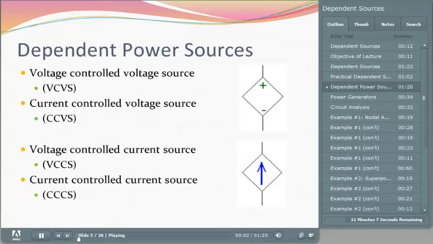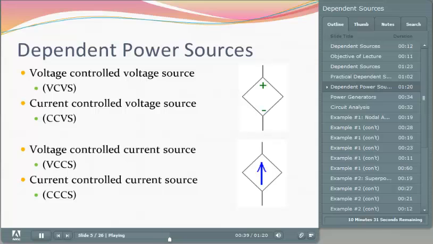There are 4 different types of dependent sources: voltage-controlled voltage sources and current-controlled voltage sources, both of which use the symbol to the right, the diamond with the plus and minus sign in it. The voltage-controlled voltage source means the voltage across a component elsewhere in the circuit determines the magnitude of the dependent voltage source. A current-controlled voltage source means that a current going through a component elsewhere in the circuit determines the magnitude of the voltage in the dependent source.